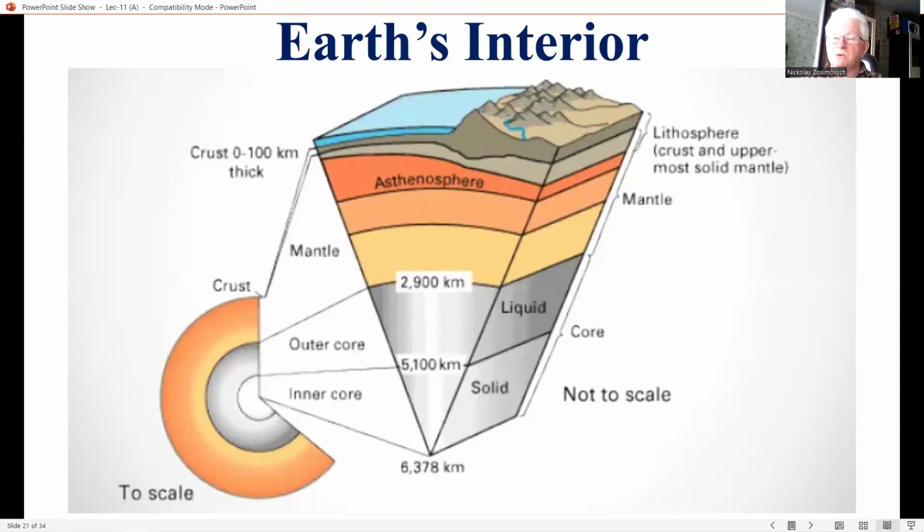Each time an earthquake occurs, seismic waves travel through the interior and register on seismographs all over the world. Analysis of these waves shows that Earth's interior is divided into a metallic core, solid in some parts and liquid in others, and a dense rocky mantle. You can see them in rosy and yellow color, and a very, very low density crust.